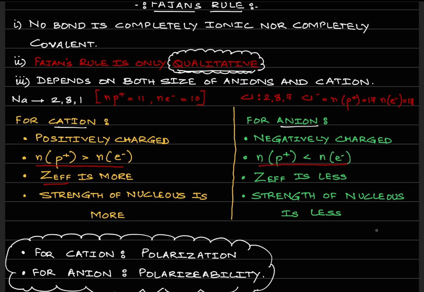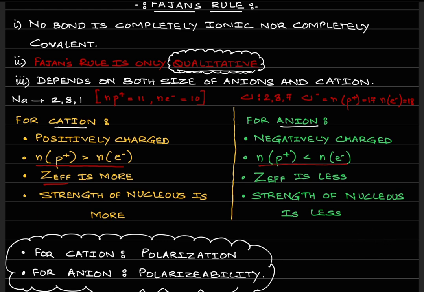Now understand, if my nucleus is already less in strength, okay, won't it be easy to remove the outermost electrons? Let's suppose I have an atom over here, and in this the nucleus is not that powerful, the nucleus is not that strong, so won't it be easy for me to remove the outermost electron? Definitely yes. And this exactly is what happens in Fajans rule.